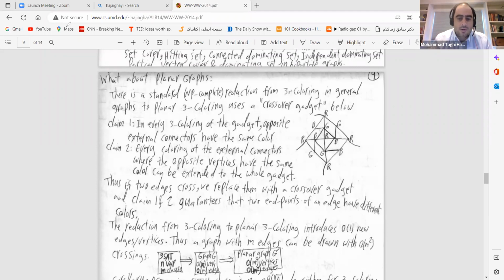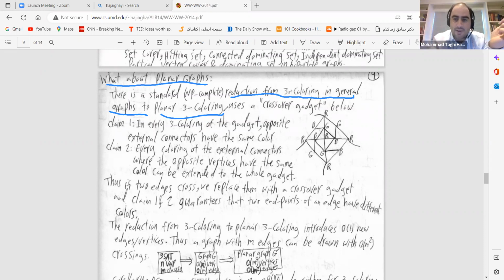Good. So what do we have for planar graphs? For planar graphs, we actually have some more results. There's a standard reduction from three-coloring in general graphs to three-coloring in planar graphs. So what's the meaning of that? It means that solving planar three-coloring is as hard as three-coloring general graphs.